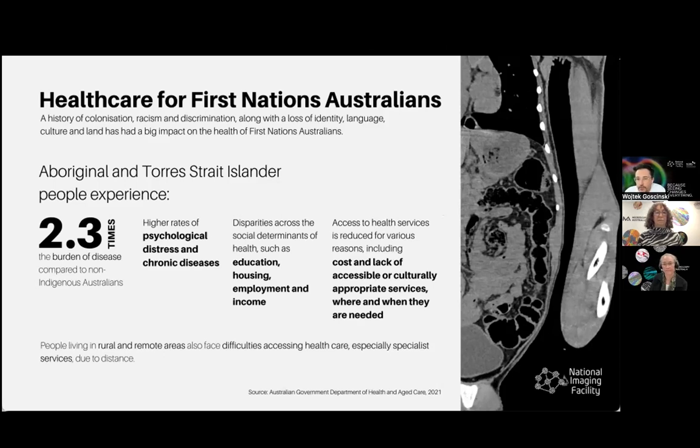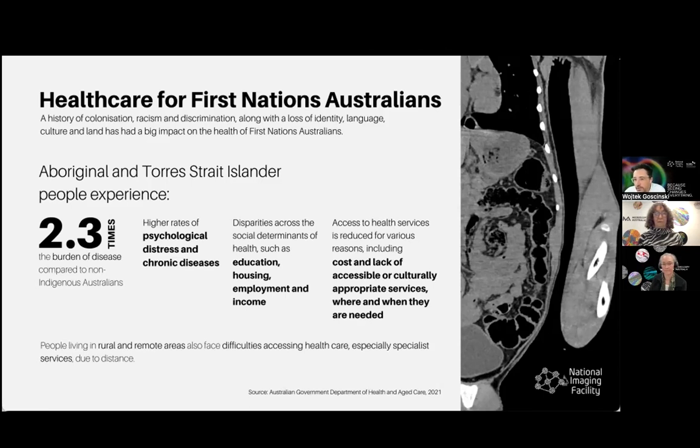A history of colonialisation, racism and discrimination, along with loss of identity, language, culture and land, has had big impact on Aboriginal health. Aboriginal and Torres Strait Islander people experience 2.3 times the burden of disease compared to non-Indigenous Australians, higher rates of psychological distress and chronic disease, and access to health services is reduced for various reasons, including cost and lack of accessible or culturally appropriate services.